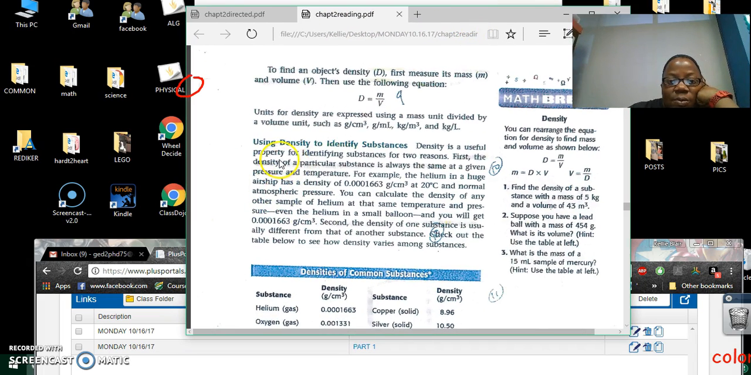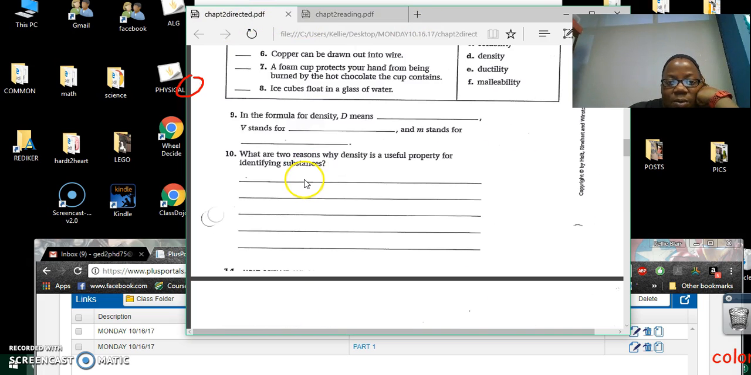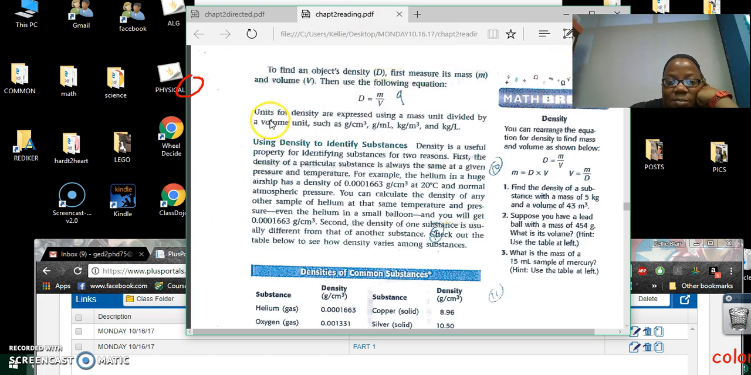So the next thing we'll do is using density to identify substances. Okay. So let's see what the next question is. Let's go to number 10. What are 2 reasons why density is a useful property for identifying substances? All right, so this is why we're going to read this part right here.